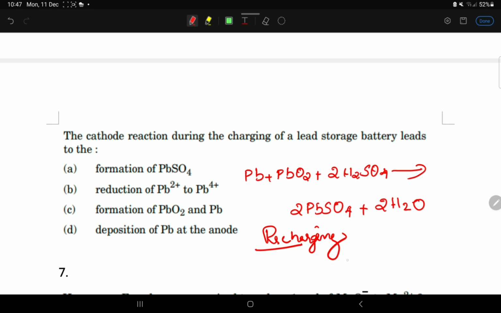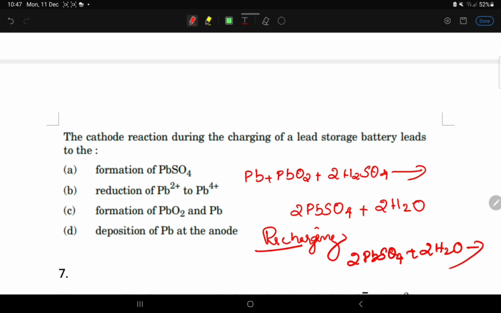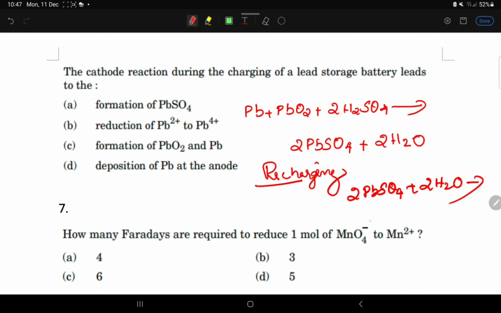So 2PbSO4 plus 2H2O gives Pb plus PbO2 plus 2H2SO4. So here the products are Pb and PbO2. So our option is C.